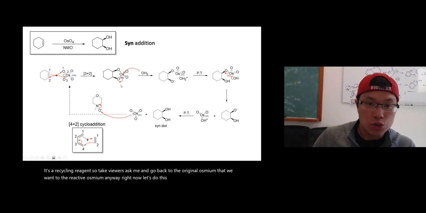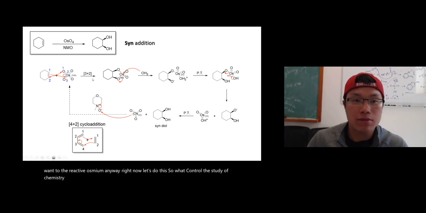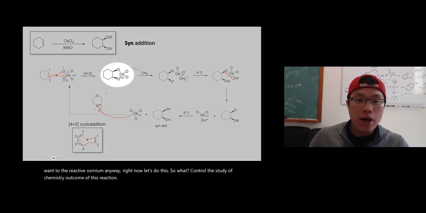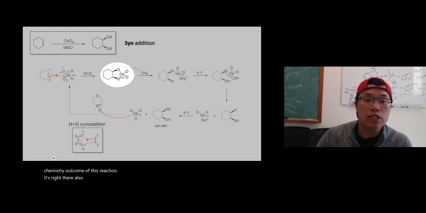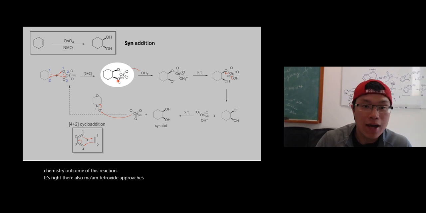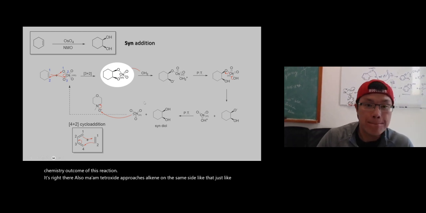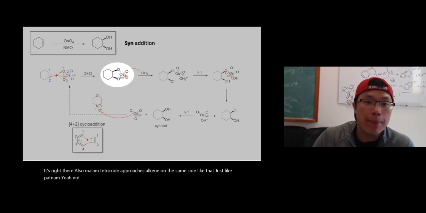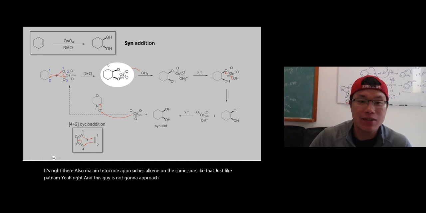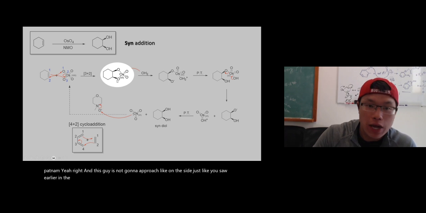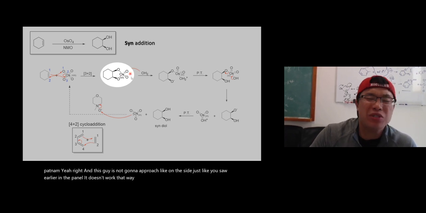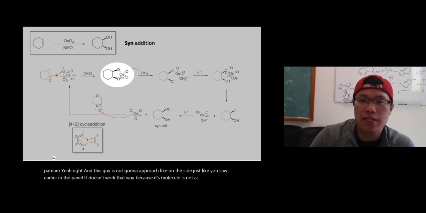Now, what controls the stereochemistry outcome of this reaction? It's right there. Osmium tetroxide approaches the alkene on the same side, just like platinum. And this guy is not going to approach on the side, just like you saw earlier with platinum. It doesn't work that way, because its molecule is not as big. It approaches on the same side.